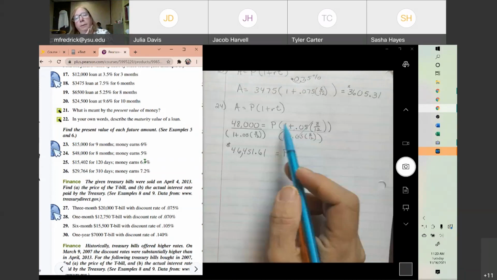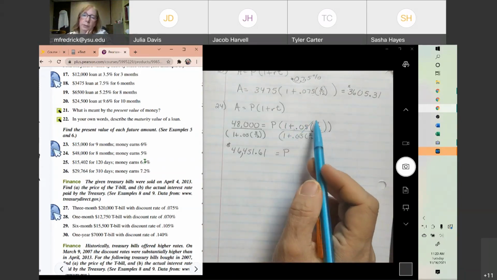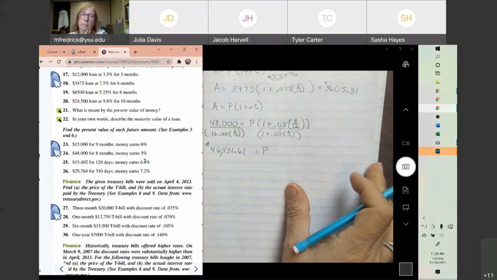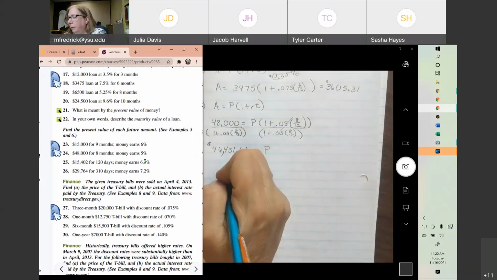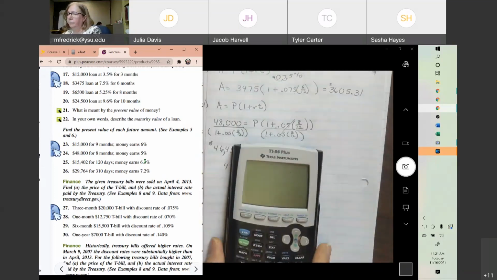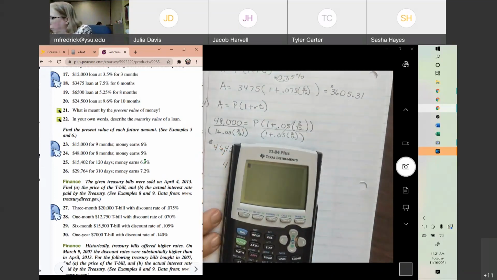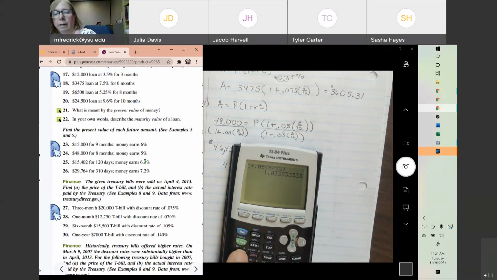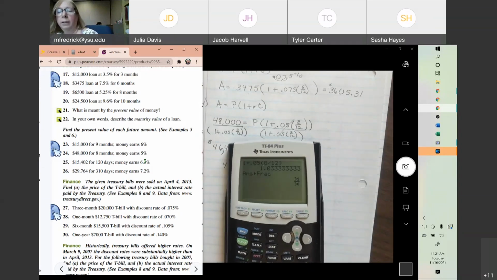Now, would you divide first, or do you think you'd calculate this first? If we would calculate first, 1 plus 0.05 times 8/12. Get this. Now you need to keep this whole decimal, or if you hit the math button and enter twice, it'll make a fraction. And most calculators will make fractions.